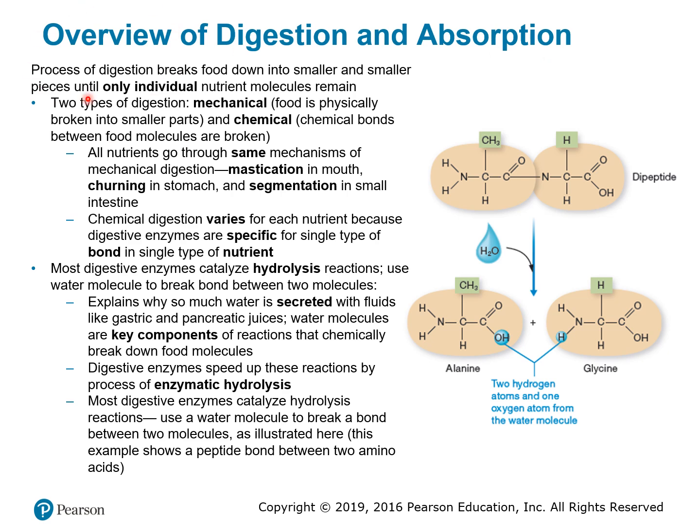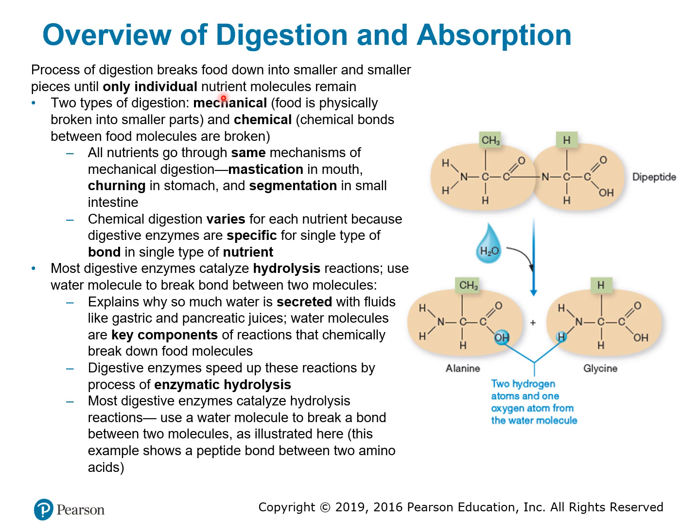Now, the process of digestion and breaking down the food into smaller pieces is going to be done until only individual nutrient molecules remain. So the smallest individual molecule is the main goal, which is what's going to be absorbed by the blood or the blood vessels. Now there's two types of digestion.